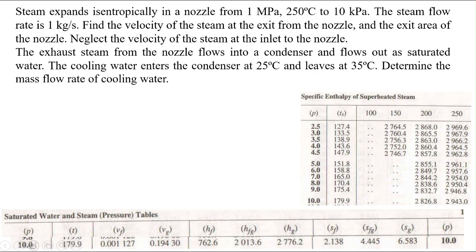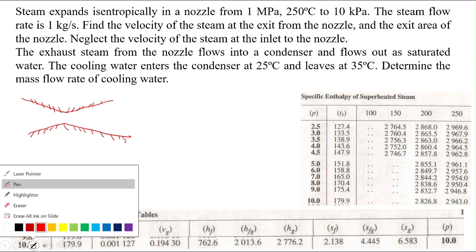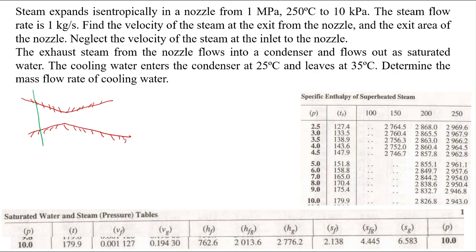So first, how can we approach the problem? We can approach the problem by drawing a nozzle. The nozzle is insulated. The steam inlet condition is called 1, and the exit condition is called 2.